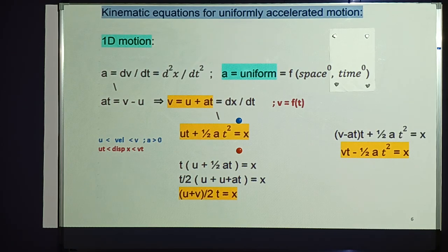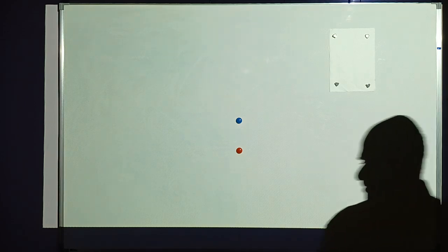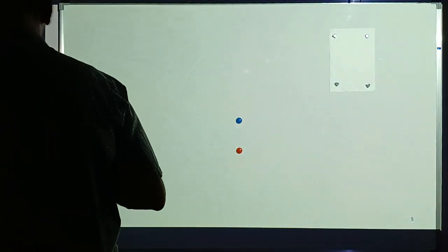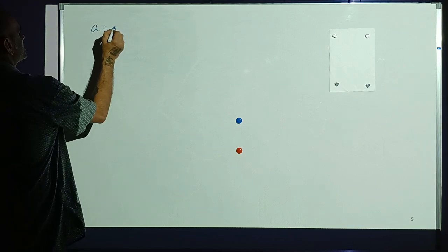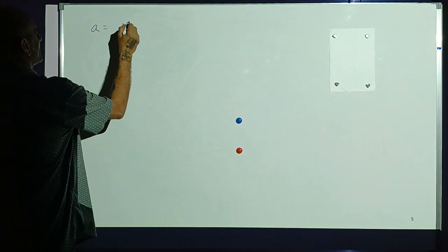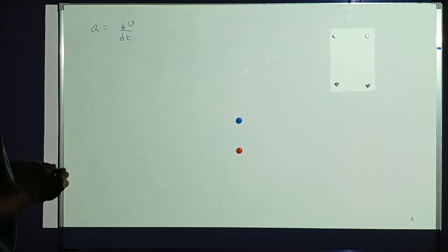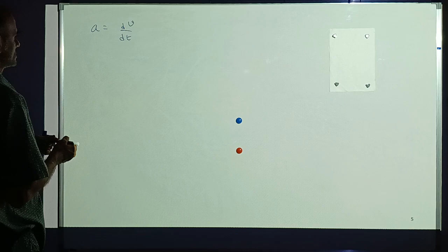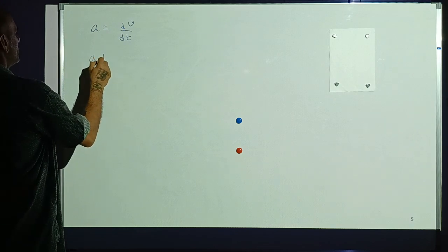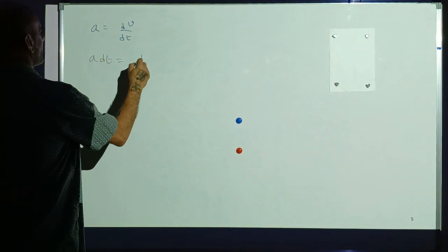So for 1D motion, let us assume that the motion is along the x-axis. The acceleration is related to the velocity as a equal to dv by dt. That is, acceleration is rate of change of velocity. And for this motion, a is a number because it's uniform and constant. So from this I can write a into dt equal to dv.